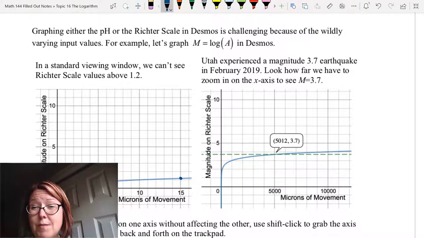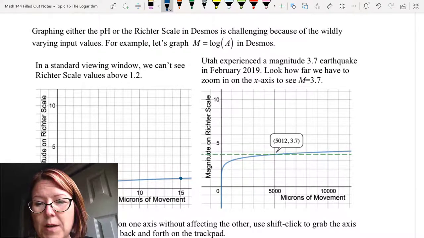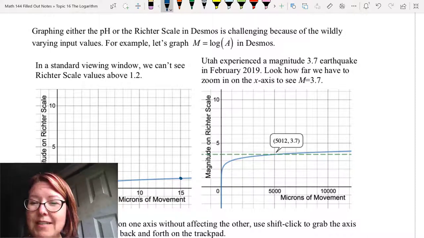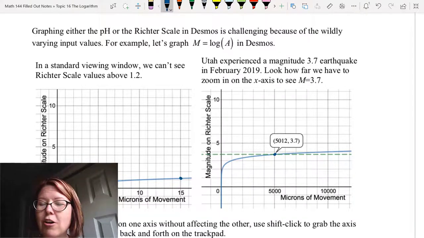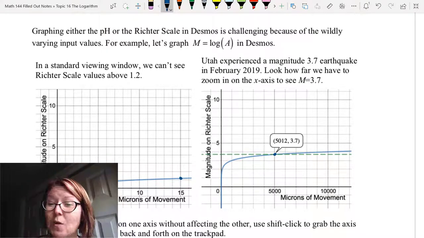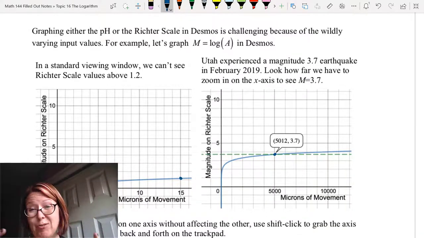Now, Utah experienced a magnitude 3.7 earthquake in February of 2019. That's where I live. And look how far we have to zoom on the x-axis to see a magnitude 3.7 earthquake. We have to go all the way to 5012 to see that 3.7 magnitude earthquake. We haven't altered the y-axis at all, but that's a huge zoom on the x-axis. And now the values from 0 to 15 are completely washed out for microns of movement. This is the problem with these scales that involve magnitudes of 10, and this is why we use logs to take those scales down in size a little bit.